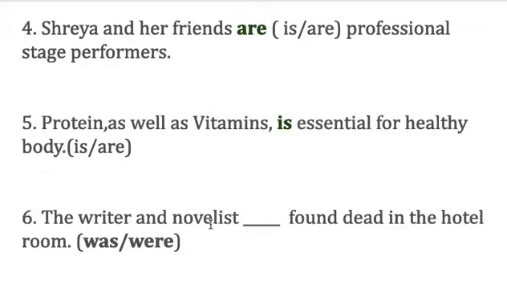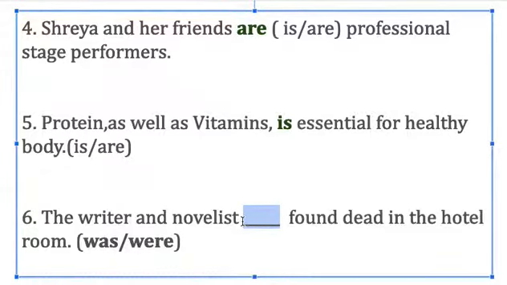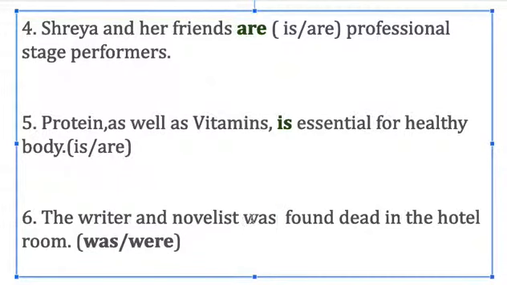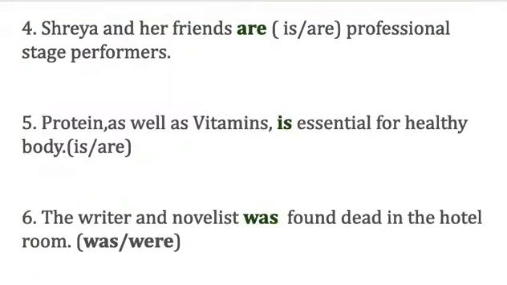The writer and novelist found dead in the hotel room. So the writer and novelist, the same person is a writer and novelist, one person. So in that case what should we choose, was or were? One person means singular subject, singular verb, was, isn't it? So did you understand? Let's go further.